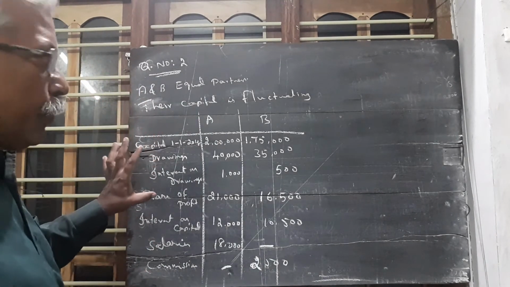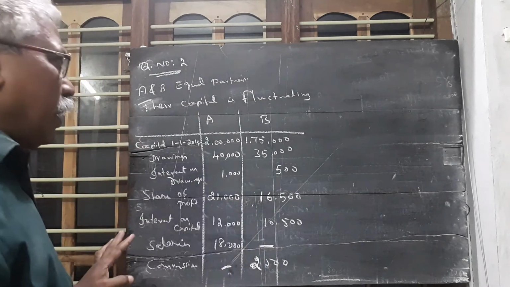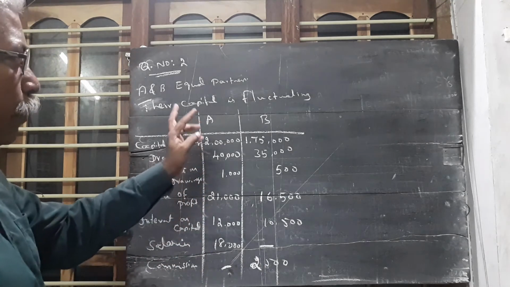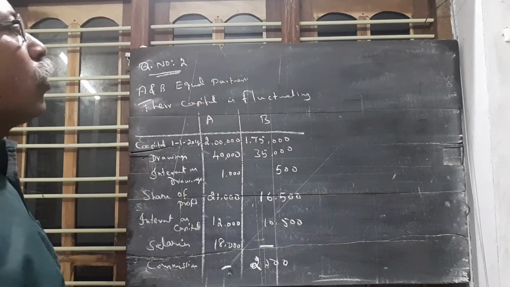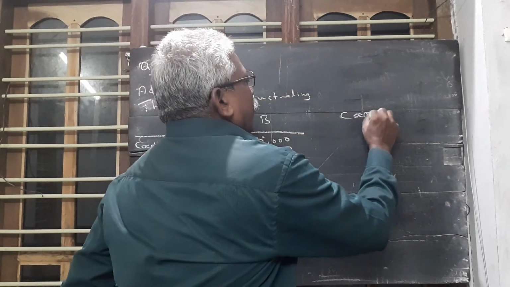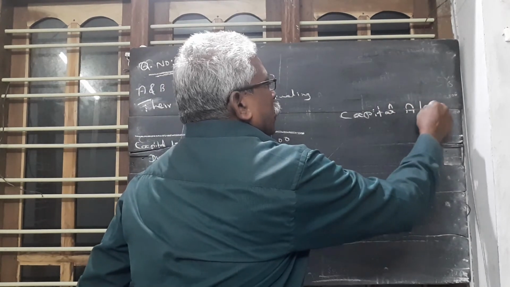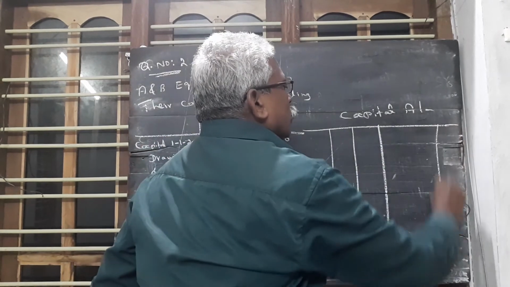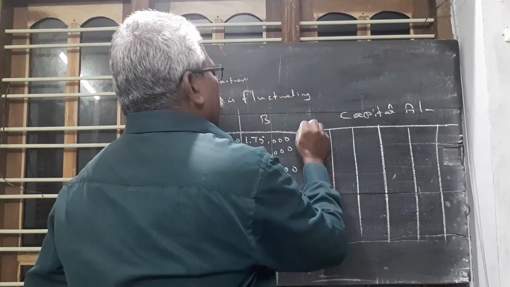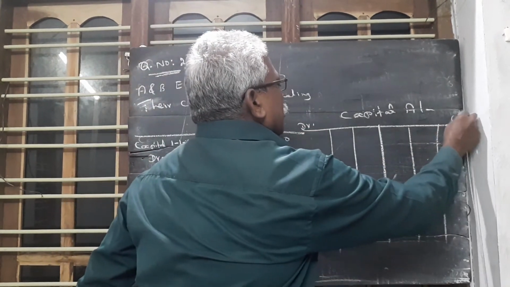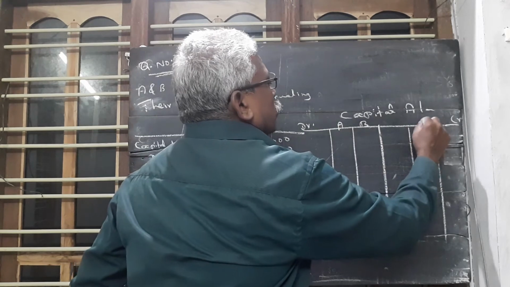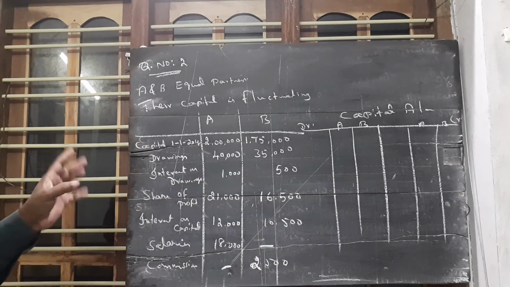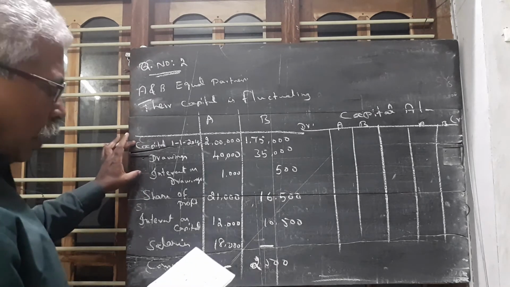Their capital is fluctuating. If the capital is fixed, we need two accounts, capital account and current account. If the capital is fluctuating, we need only one account, that is capital account alone. There are two partners, A and B, so we draw two columns. This side is debit side, this side is credit side. First, the same procedure which is applicable in the previous problem. In the previous problem, only the capital amount alone is entered.